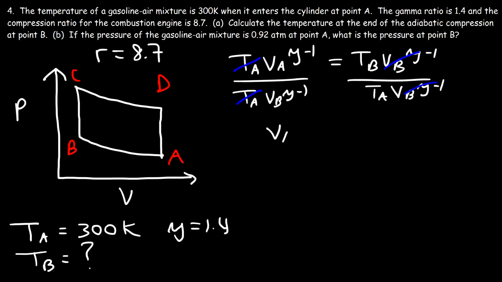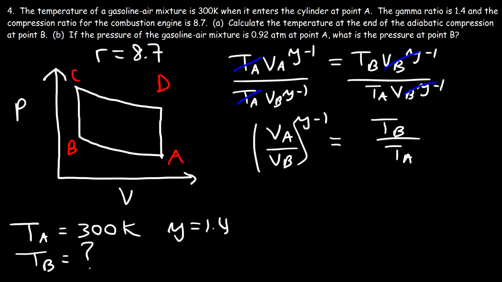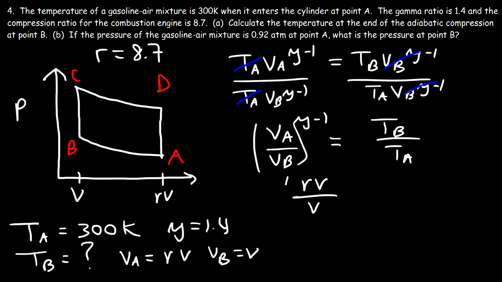And so what I have is VA over VB, raised to the gamma minus 1. I can distribute the exponents of both of those terms. That's equal to TB over TA. Now, it's important to understand that this is V and this is RV. So VA is the compression ratio times V, and VB is simply V. So I'm going to replace VA with RV and VB with V.